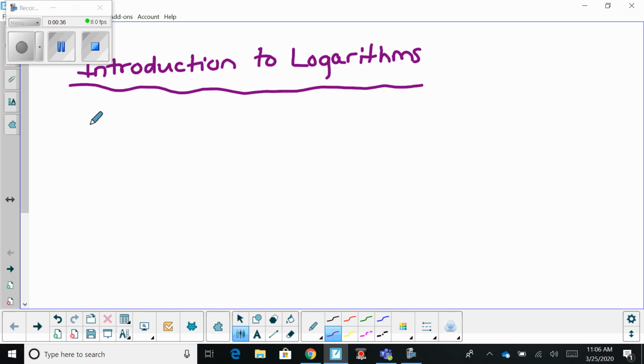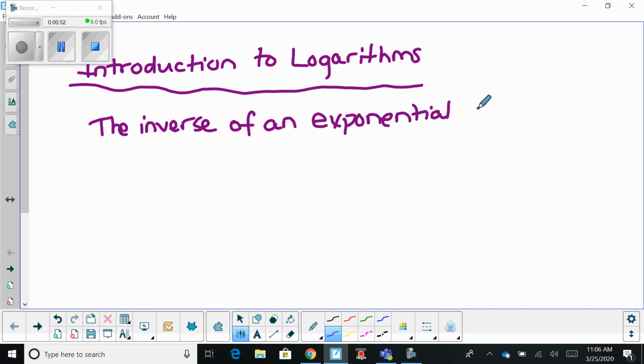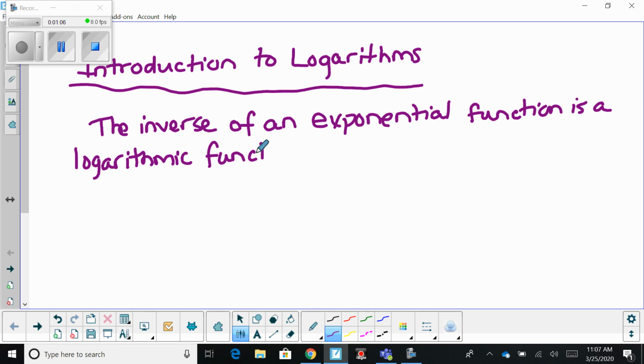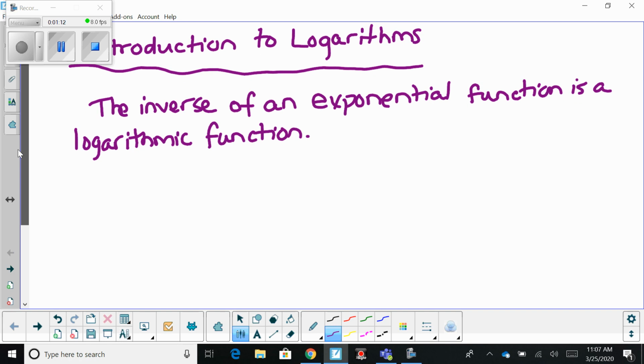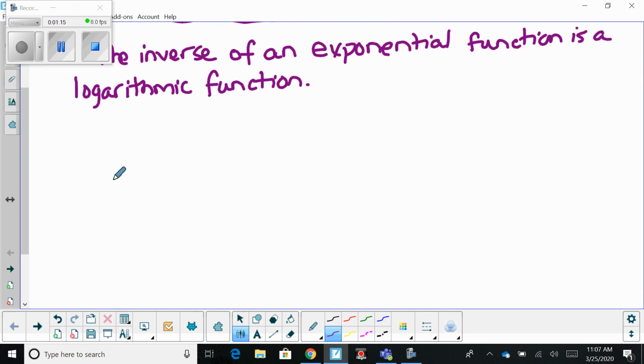All right, so what is a logarithm? The inverse of an exponential function is a logarithmic function. Exponents and logs are very closely related to each other.